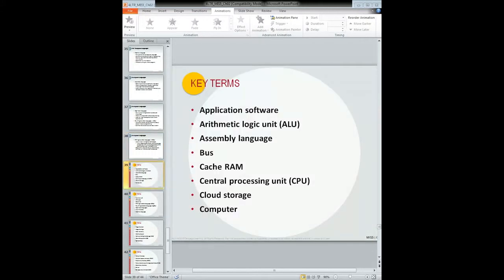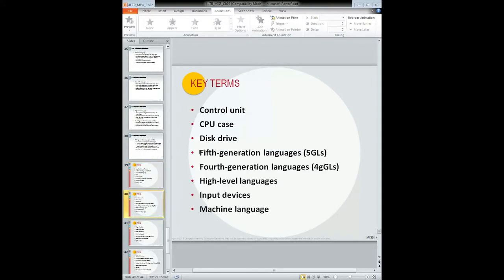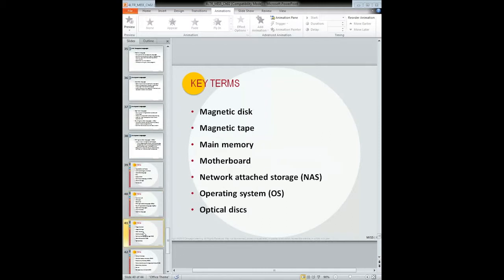I think that concludes our lecture. At the end, I just want to mention some of the keywords that you have to remember: application software, ALU, assembly language, bus, cache RAM, central processing unit, cloud storage, computer, control unit, CPU case, disk drive. We talked about fifth generation languages, fourth generation languages, third generation languages or high-level languages. We talked about input devices, machine language, magnetic disk, magnetic tape, main memory, motherboard.